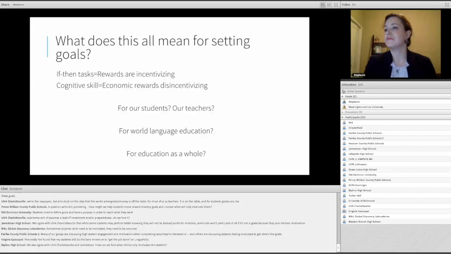Sometimes students don't need to be motivated, they need to be convinced. I am intrigued by the differentiation you're bringing between motivating and convinced. The way I interpret this, Global Discovery Laboratories, and feel free to tell me if I'm wrong, is that students need to see the purpose of what you're doing, which convinces them of why they're even in the class. Many other folks are discussing high engagement, completing tasks they're interested in.